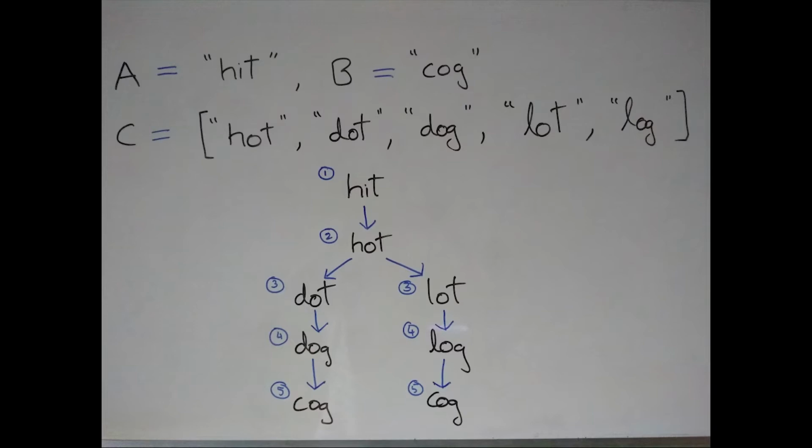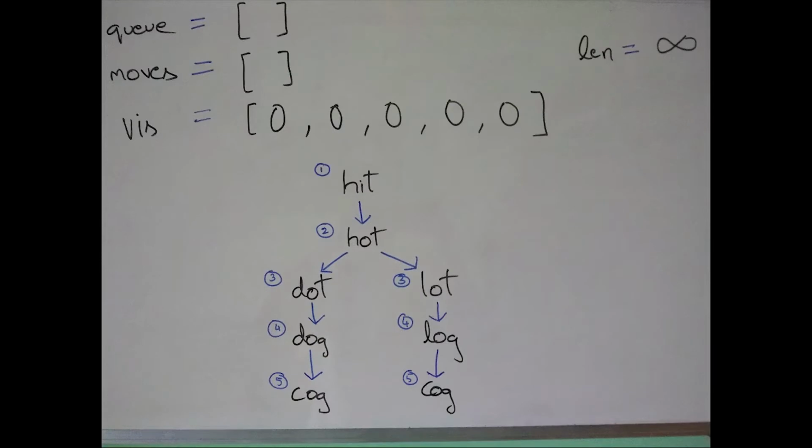We'll be using BFS to find the smallest path length from the initial string to the final string, which is hit and cog here respectively. To do so we'll need basically two queues. The first queue would be for storing the indexes of the strings that are currently in the queue, and the second queue would be to store the number of moves that are required to reach that current string from the initial string.